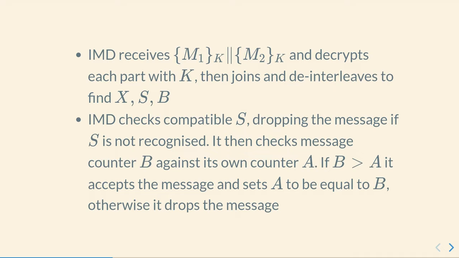The IMD receives this message. It checks for a compatible serial number, because it doesn't want to receive from something that doesn't have the correct serial number, and then drops the message if S is not recognized. And then it checks the message counter B against its own internal message counter A. Now, if B is greater than A, then it accepts the message and sets A to be equal to B, or otherwise it drops the message. So this is the protocol that is outlined in that paper, and we will show how this protocol is subject to an attack.